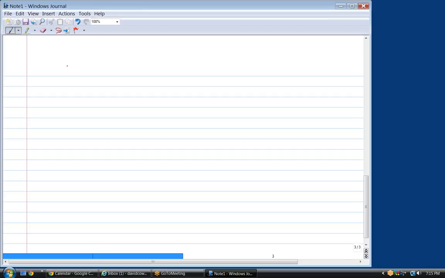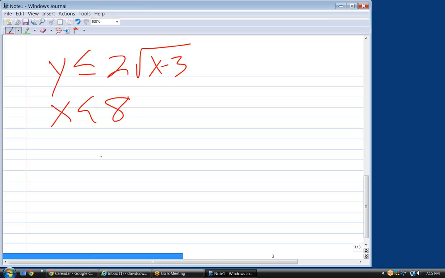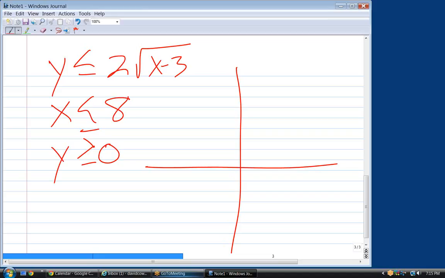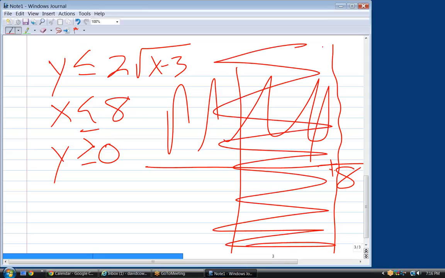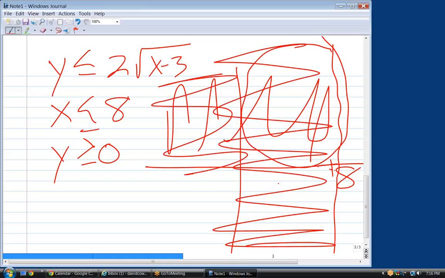Graph the solution set: y is less than or equal to 2 square root x minus 3, and x is less than or equal to 8, and y is greater than or equal to 0. y greater than or equal to 0: the x axis is that line, so everything above it is the bottom one. x less than or equal to 8 is a vertical line at 8, so less than means everywhere to the left. So far, we just got this whole area.